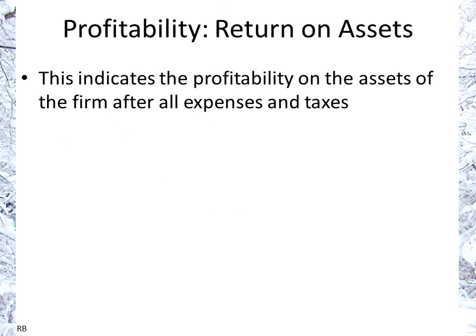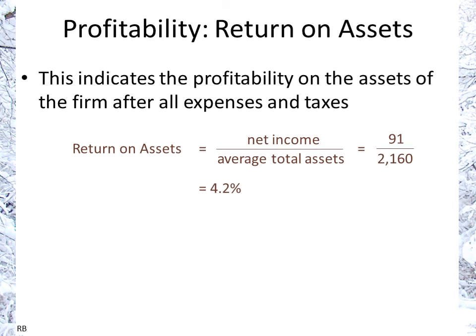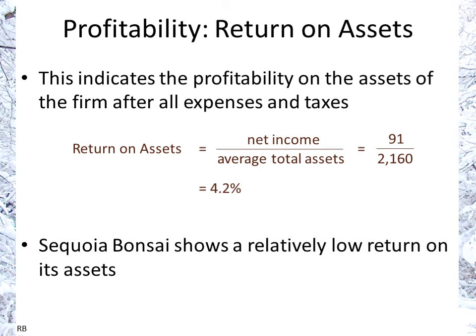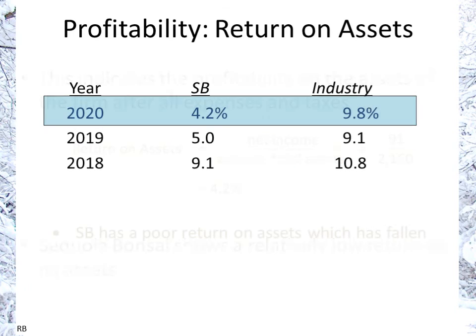Again, we have to compare it to the industry, and you can see here that the industry has been strengthening, whereas Sequoia Bonsai has been weakening. So this is actually quite a bad sign and an indication that they may be having a problem with efficiency, productivity, or product placement. And there you see, again, it's going in the wrong direction.